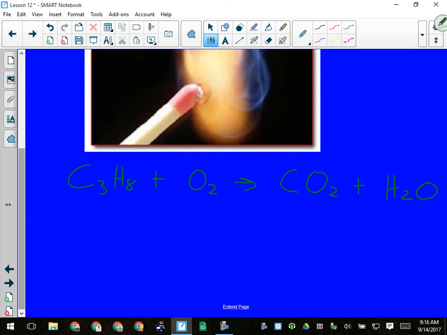How many carbon do I have on this side? 3. How many do I need over here? I can't just change the subscript, because that makes it no longer carbon dioxide. So I can put a big 3 right here. Now there are 3 carbon dioxide molecules. What should I balance next?